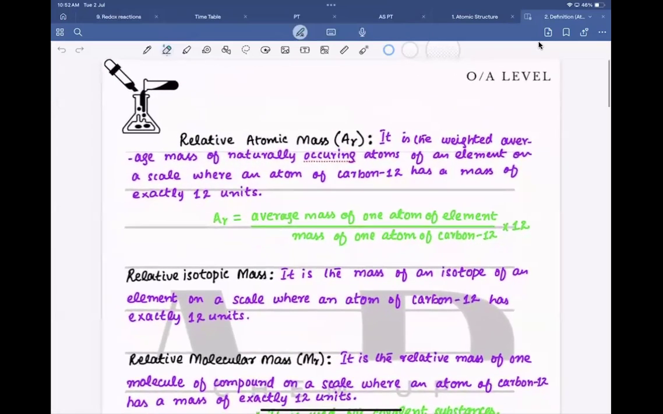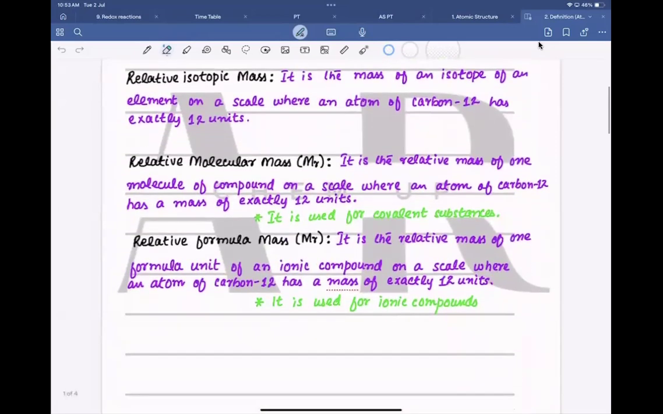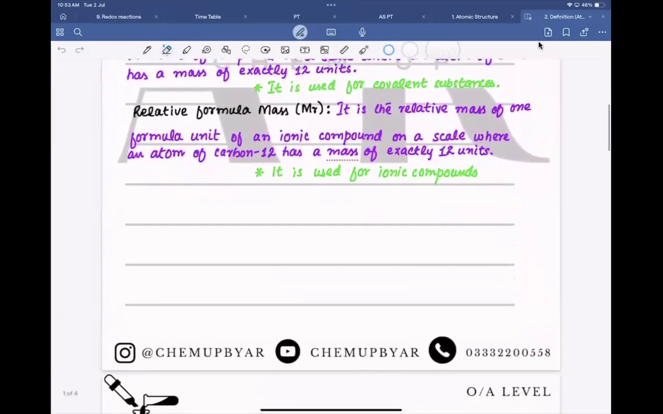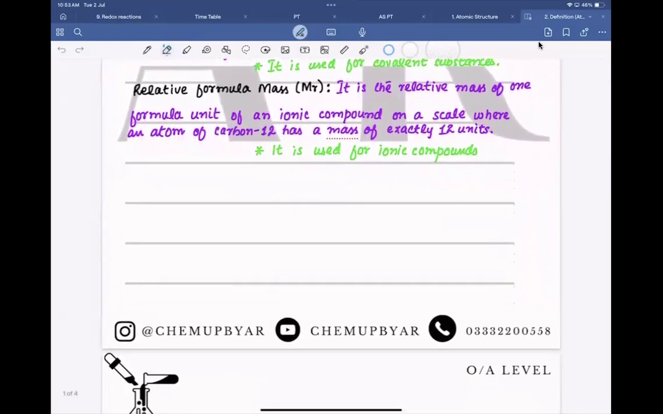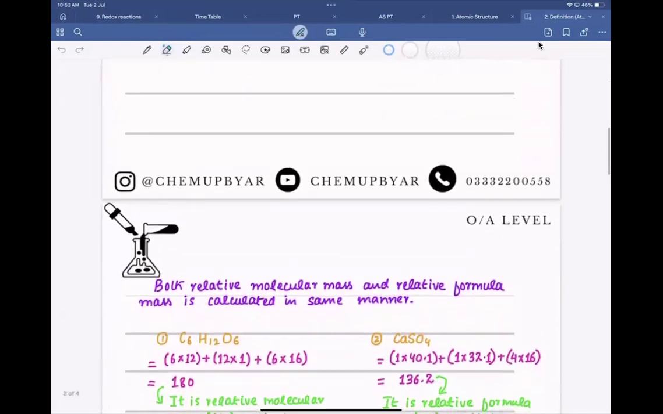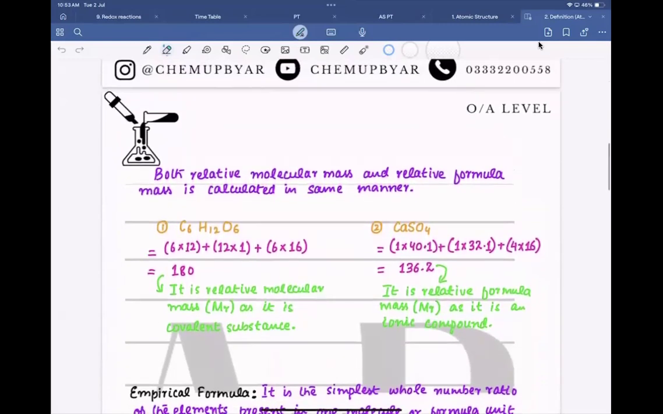But first you have a few definitions over here. You need to remember these definitions because these have been asked in exams. I have shared the file with you. Yes, received. Okay. So this is the common thing. Both are considered as Mr. This is glucose and this is calcium sulfate. It is Mr, it is Mr. But when I pronounce the full form, I will call it relative molecular mass, and here I will call it relative formula mass because it's an ionic compound.